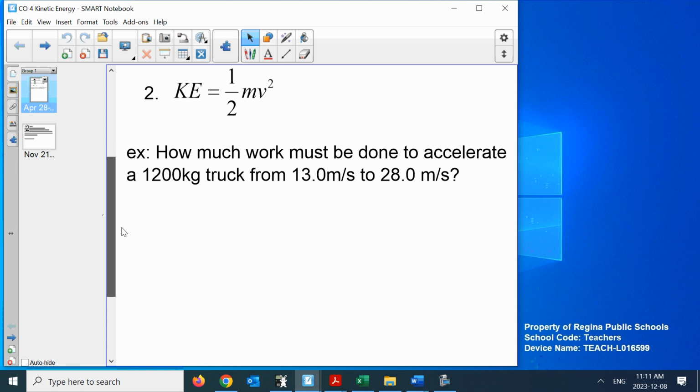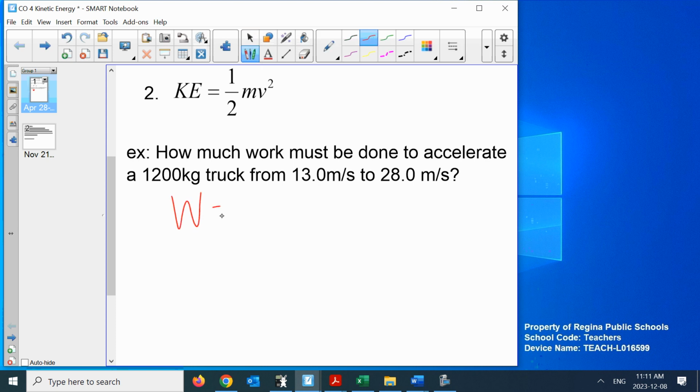How much work must be done, so work is energy, to accelerate a 1,200 kilogram truck from 13 meters per second to 28 meters per second. That's highway speed, about 100. So, it's fairly easy. How do we go about doing this?